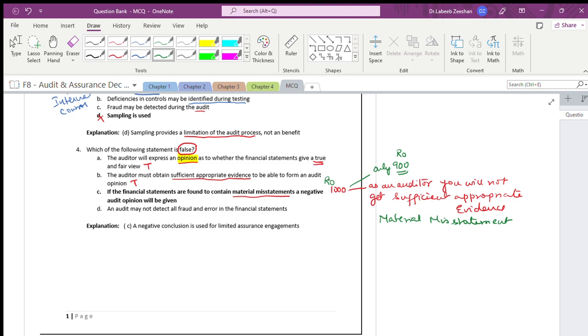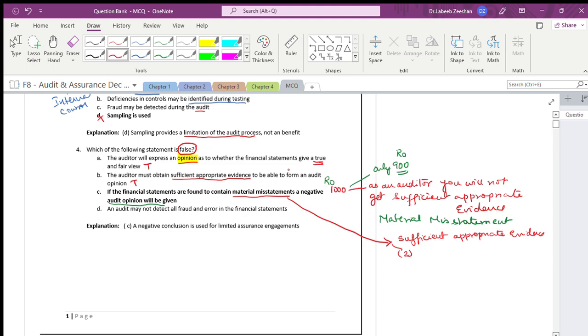If the financial statements are found to contain material misstatements, a negative opinion will be given. See the things: what happens if you are getting any material misstatements? You are having some doubts, things are not fine. Immediately you will not come to a conclusion. You should not take your pen and write that it is a negative report. First you have to explore all options. You have to get sufficient appropriate evidence first.